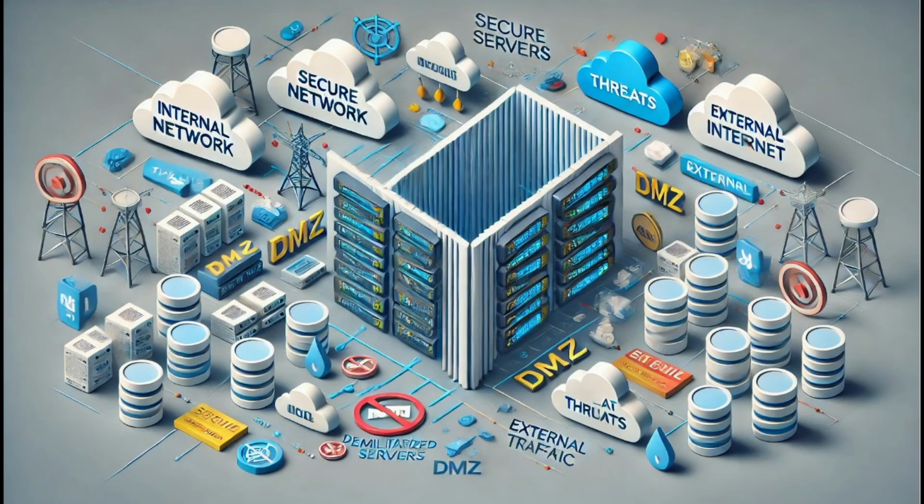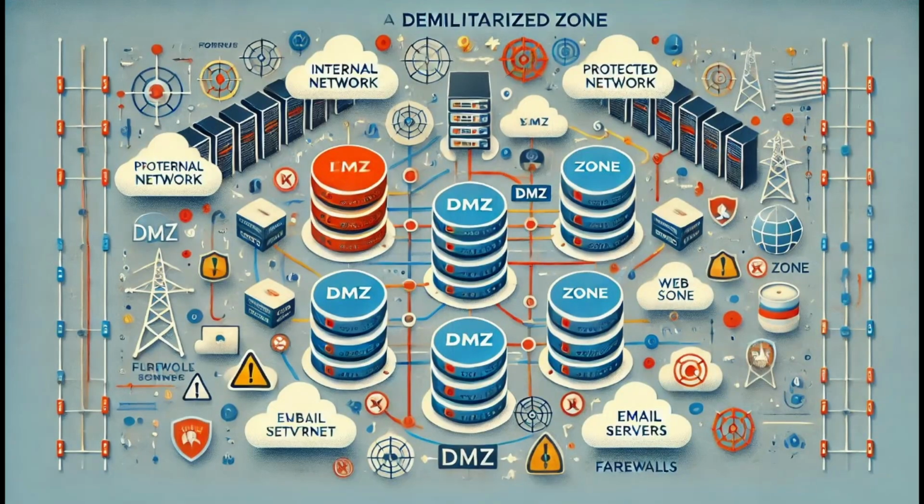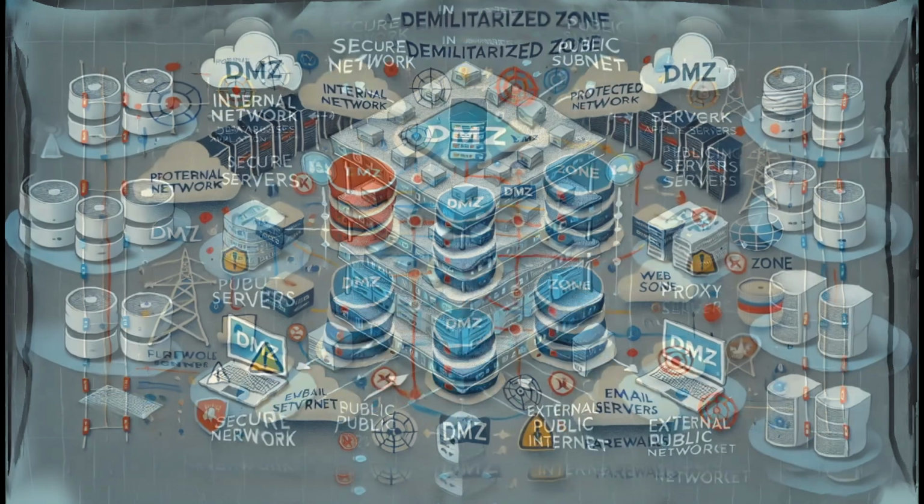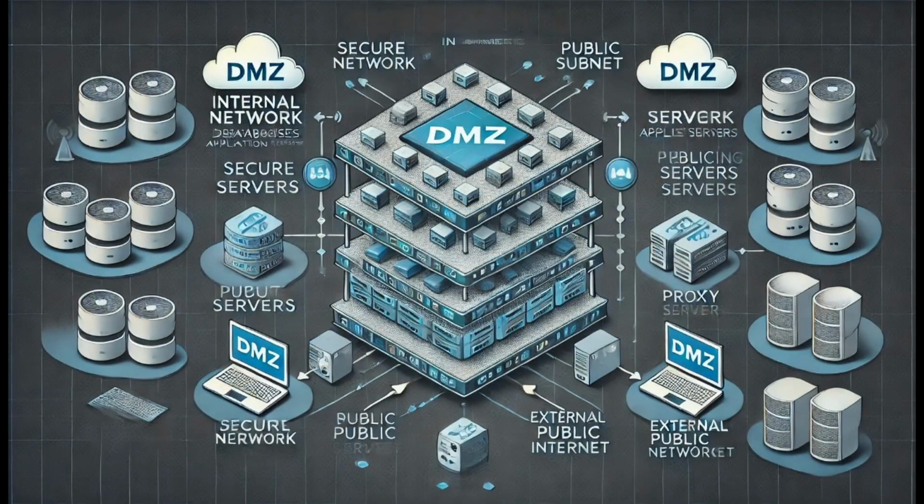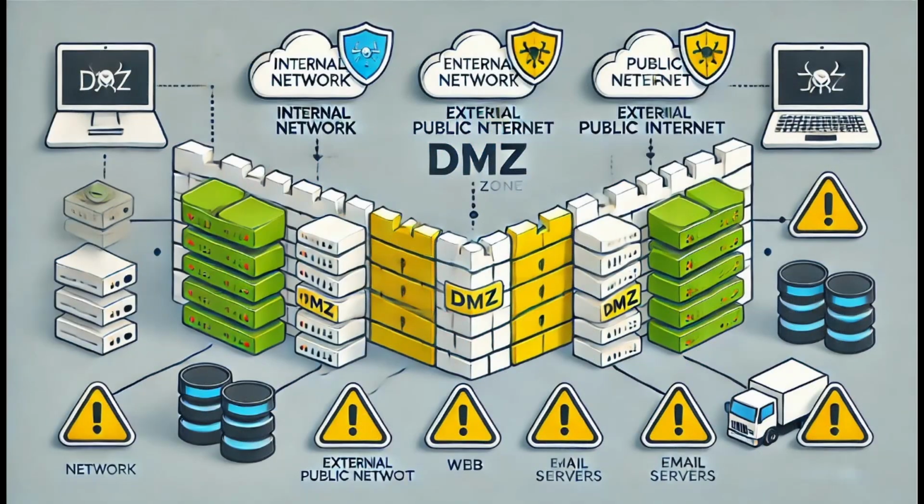A screen subnet, previously known as a Demilitarized Zone or DMZ, allows you to expose an organization's services to the internet while protecting your internal network. If you want to give outside users access to email servers or web servers, a screen subnet is a great solution because it provides a separate network that is outside of your secure network.